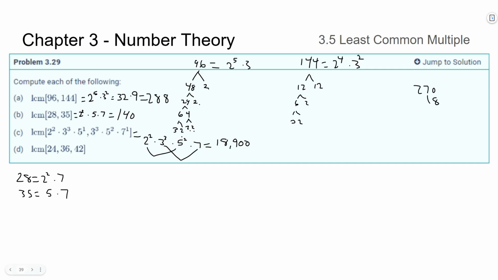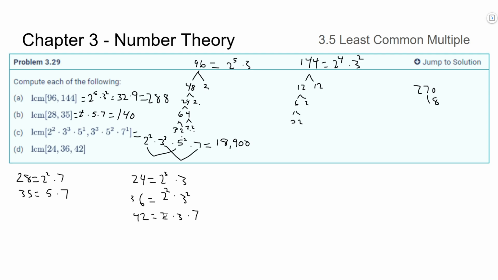All right, so if we have these prime factors, then we'd have 24 would be 2 cubed times 3. For 36, we would have 2 squared times 3 squared. And for 42, we would have 2 times 3 times 7.